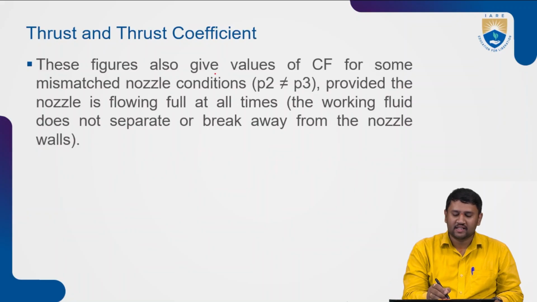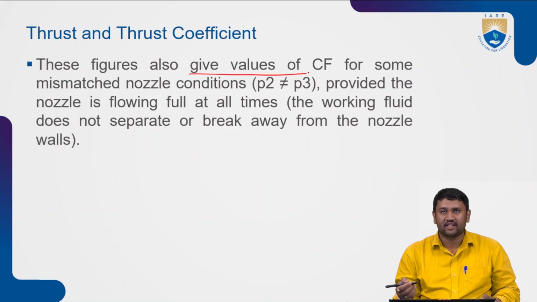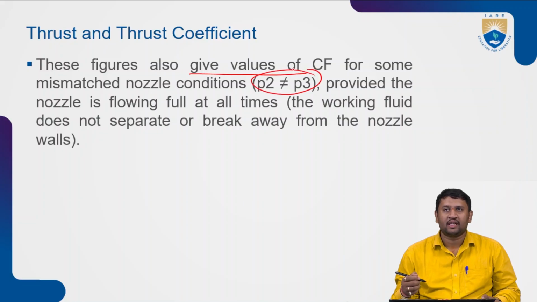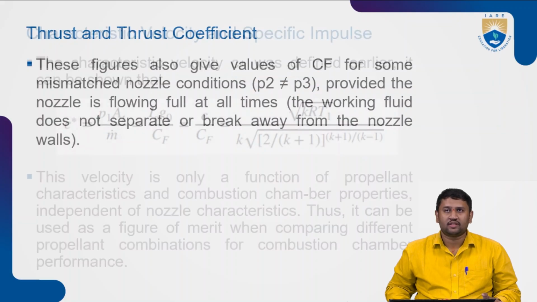Now, these figures give the value of CF, that is the thrust coefficient, for some mismatched nozzle conditions, for cases where P2 is not equal to P3, provided that the nozzle is flowing full at all times. The working fluid does not separate or break away from the nozzle walls.